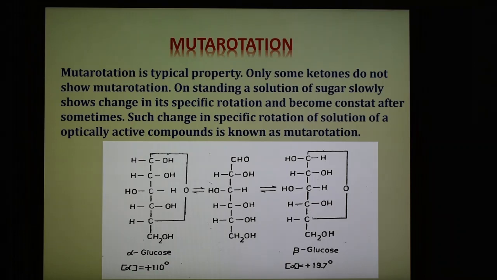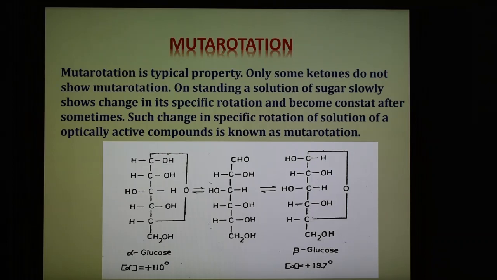The solution of alpha glucose or beta glucose on standing slowly forms an equilibrium mixture containing 38% alpha glucose and 62% beta glucose. The specific rotation of this equilibrium mixture is plus 52.56 degrees. Therefore, we can say that mutarotation of glucose can be explained by such interconversion, that is, alpha glucose is in equilibrium with beta glucose. We also know that mannose shows mutarotation. Specific rotation of alpha mannose is plus 34, beta mannose is minus 17 degrees, while the equilibrium mixture has specific rotation plus 14 to plus 15 degrees.